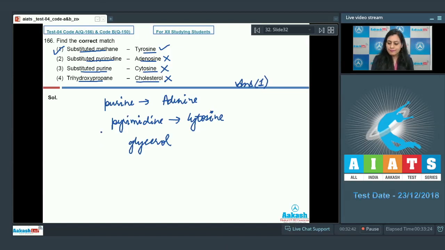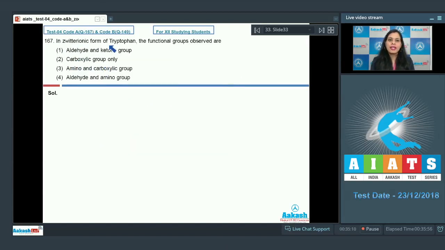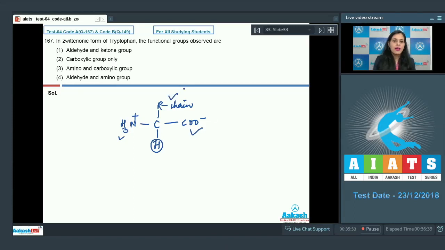Let's discuss our next question. Question number 167. In the zwitterionic form of tryptophan, the functional groups observed are... We know that any amino acid has 4 substituent groups: a side R chain, a carboxylic group, an amino group, and a hydrogen. Based on the amino, carboxylic and R chain, we can identify these amino acids. So the correct answer is that the functional groups observed are amino and carboxylic group.